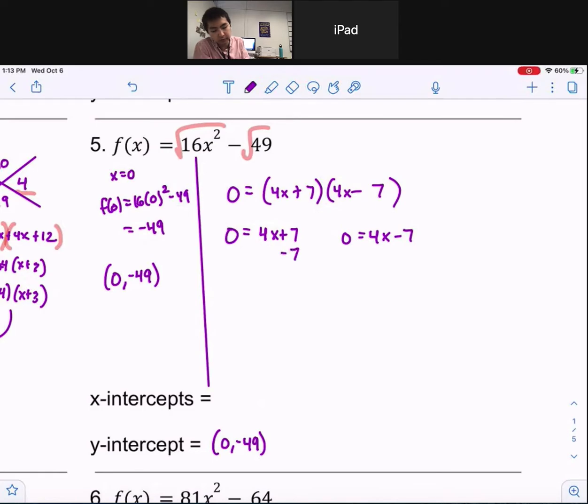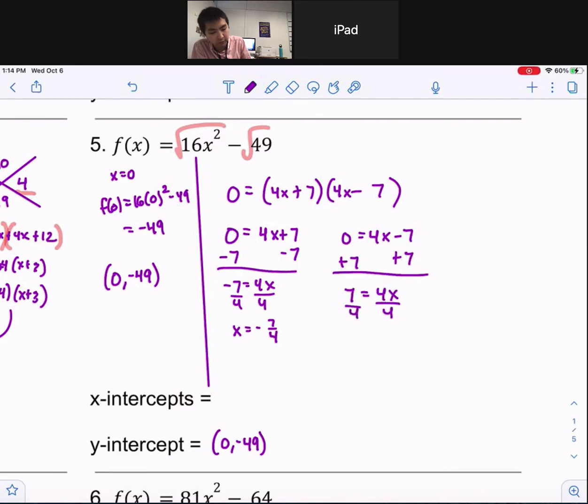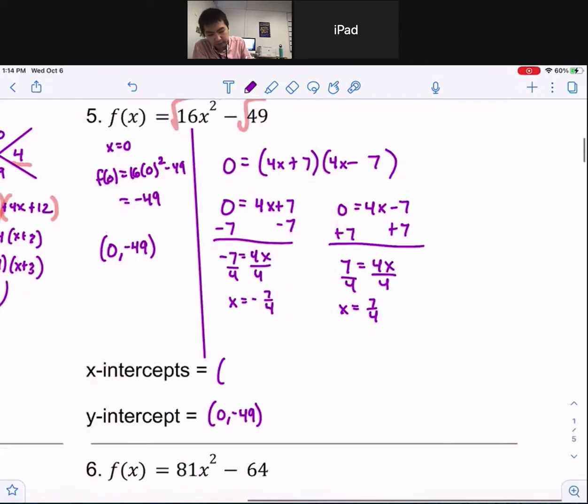As a result, we're going to subtract 7 from both sides. So negative 7 equals 4x. And then divide both sides by 4. X is equal to negative 7 fourths. Over here, add 7 to both sides. 7 equals 4x. Divide both sides by 4. X is equal to 7 fourths. So our x-intercepts are going to be negative 7 fourths, comma 0, and 7 fourths, comma 0.